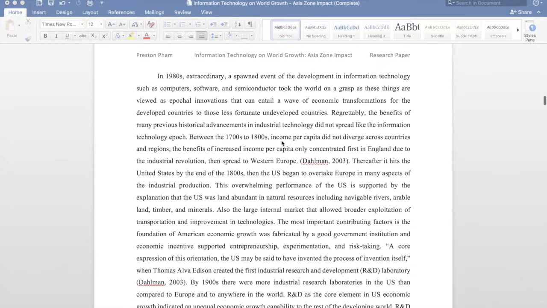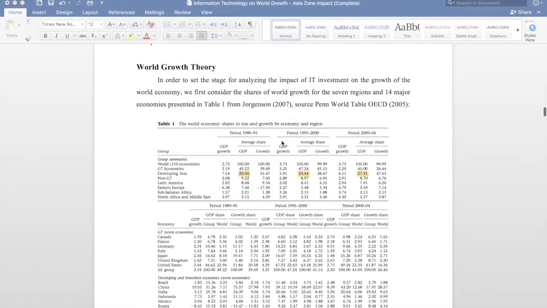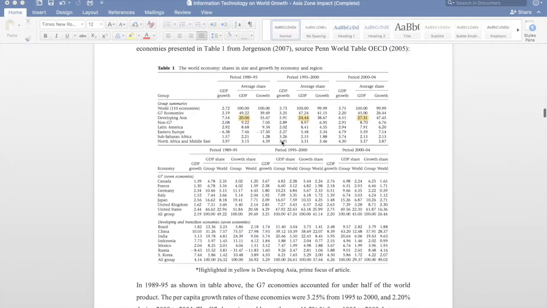While for the IT revolution, it has only taken 20 years to transfer throughout the world. And as you can see, anywhere in the world that has internet connectivity, the IT revolution has done its job in bringing people more opportunities. Then in here, I talk about the world growth theory, and in this table, you can see across.